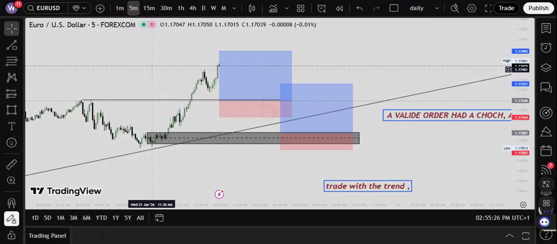So that's the analysis using trendline. But there is still more. Watch out for part 2 of this video, where I'll break it down step by step on other confluences you can actually look forward to.